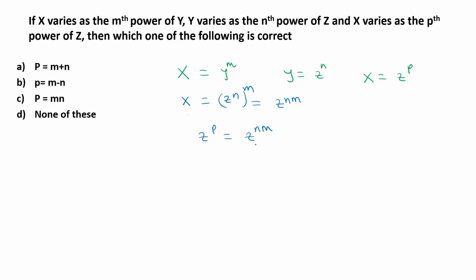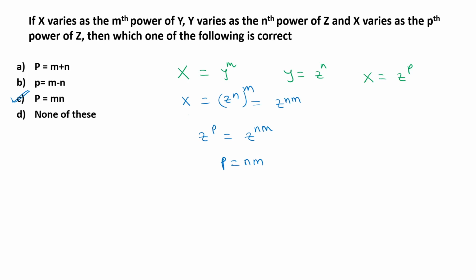When the bases are equal, the exponents would be equal. We have known all these things from these certain indices: when the bases are equal, then the exponents would be equal. That means p equal to nm, p equal to mn. That is the correct relation. Option C would be our answer.